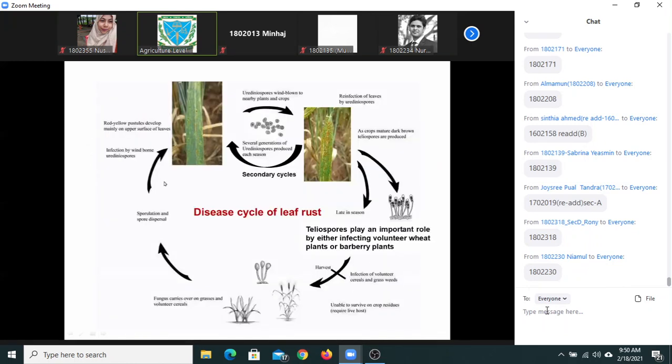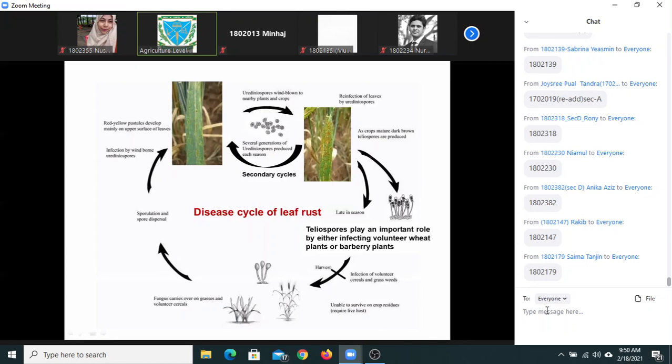I don't want to spend time here. Just see how this fungus overwinters and then produces the urediniospore, and the urediniospore then infects the wheat plant and produces orange-brown pustules on the leaves. And from these pustules, urediniospores are released through the strong wind and infect the neighboring plants and produce similar symptoms. In a way, Puccinia recondita completes its life cycle through the secondary infections.